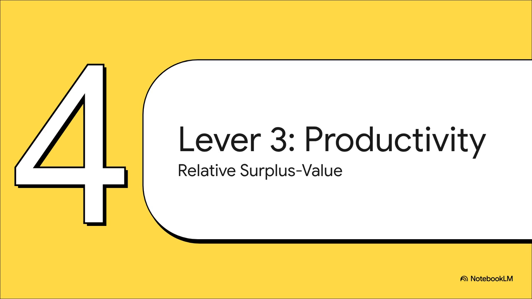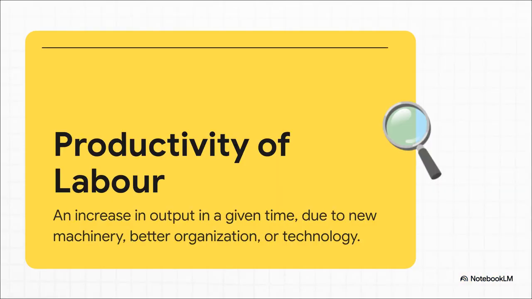Okay. On to our third lever, productivity. Now, this one is arguably the most significant for understanding modern capitalism, and it's the foundation for what Marx famously calls relative surplus value. So what is productivity? This is where new machinery, new technology, and better organization of the factory floor come into play. The key here is that the same amount of labor in the same amount of time now produces more stuff. Workers aren't necessarily working harder, they're just working more effectively.